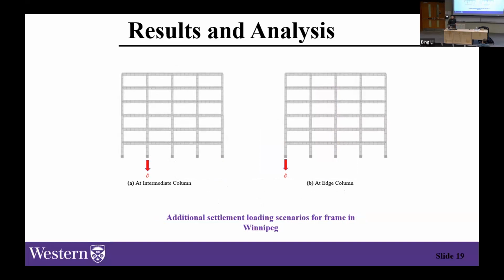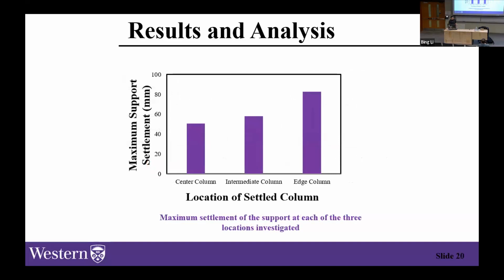After that, we looked at 2 different loading scenarios. We looked at a support loss at an intermediate column and a support loss at the edge column to see the effects and whether or not we're going to see the same results as the middle column. So we can see over here the maximum settlement experienced for each loading scenario. The edge column went through a greater differential settlement, going up to 83 millimeters, as we can see, and it went through more damage.